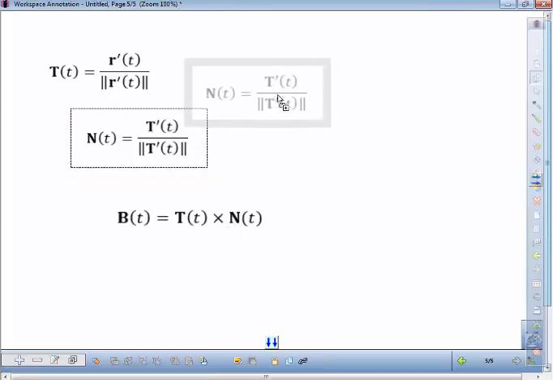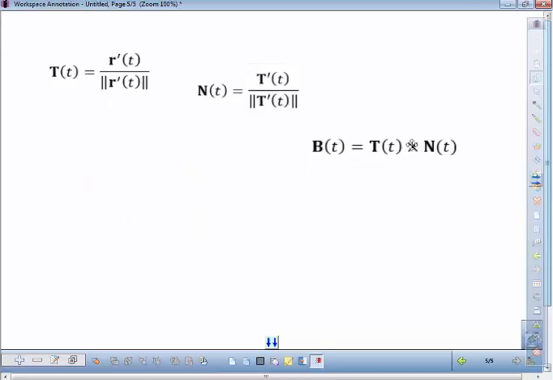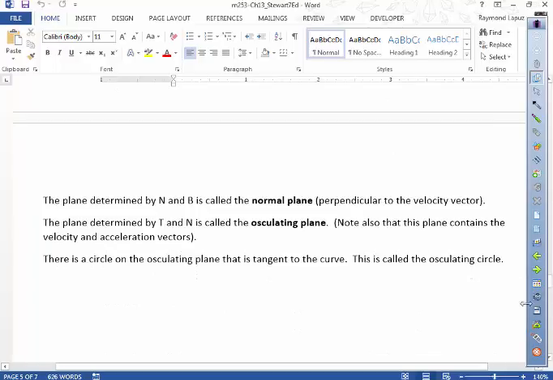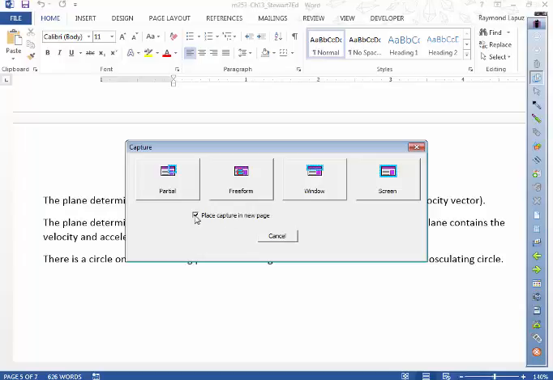So here are our three main vectors. And now each pair of these vectors, there's three vectors, so there's 1, 2, 3, so there's three possible planes we can look at. The plane containing T and N is called the osculating plane. The plane containing N and B is called the normal plane. And then the other one doesn't really have a name.